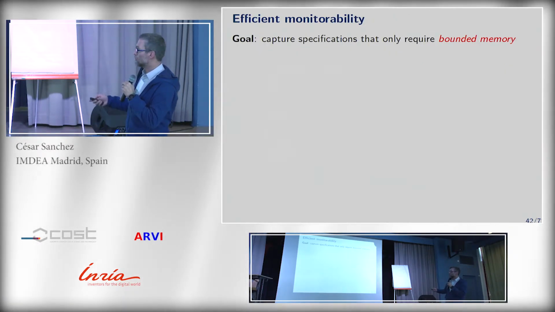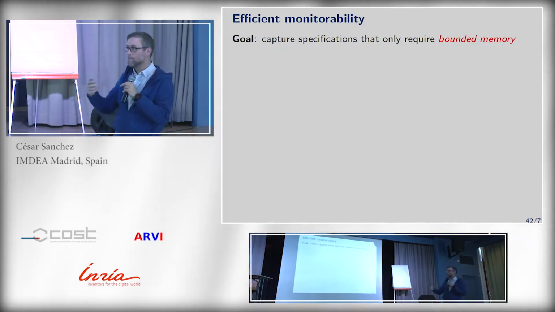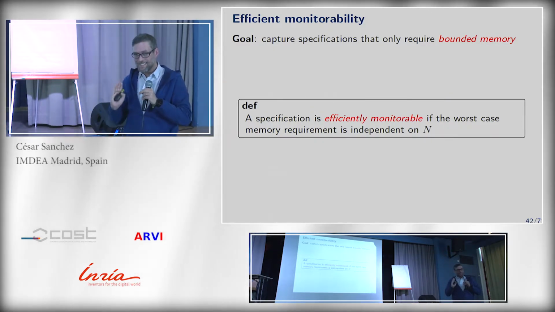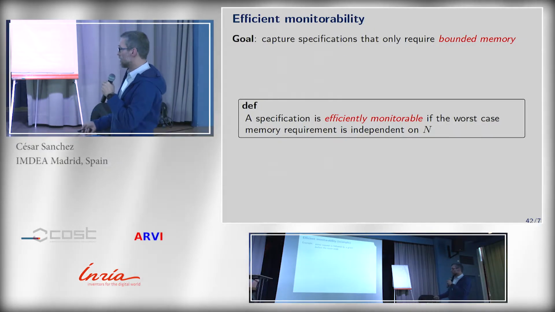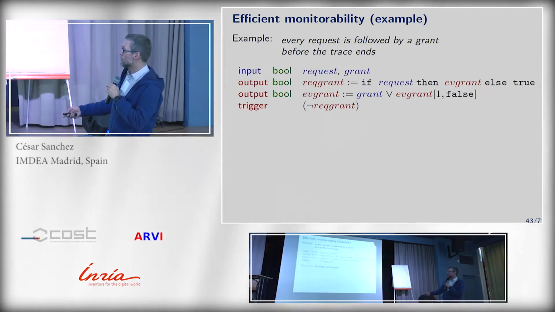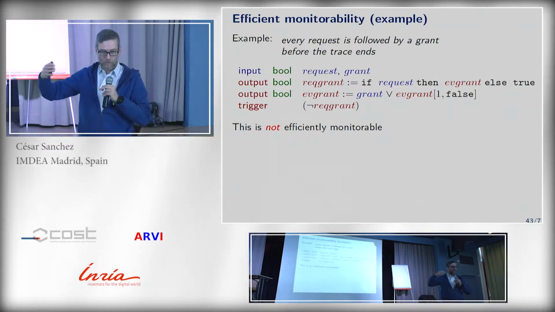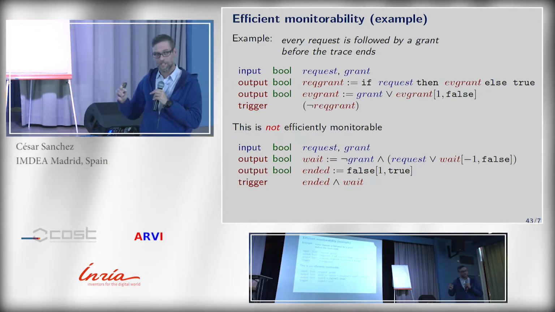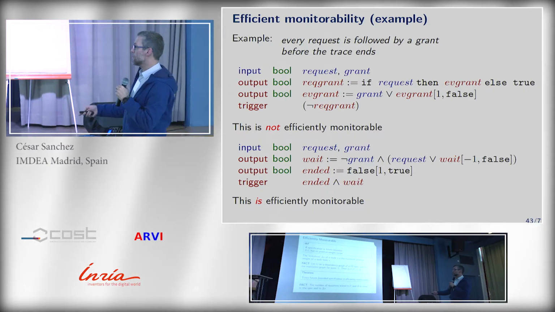Right? So efficient monitorability: we have already seen monitorability, which is well-definedness, implied by well-foundedness. Efficient monitorability captures the specifications that only require a constant amount of memory that doesn't depend on the length of the trace. This is the important notion, because this is what you want to implement. All right? So, for example, every request is followed by a grant before the trace ends. You can have it like this, which is not efficiently monitorable. Look at this one. Eventually grant means that I eventually see a grant, so I need to explore potentially all the future of the trace. But you can also have it negatively. So there are specifications that you can write as not efficiently monitorable or efficiently monitorable. So what's the difference? How can we guarantee it?